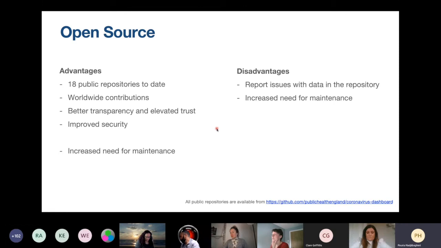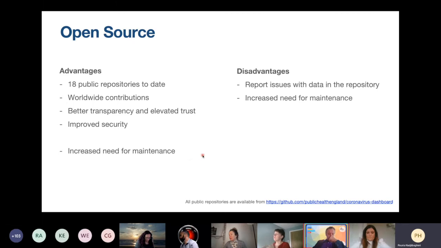Our service is also open source. So our entire code base is available publicly through 18 public repositories. We have worldwide contributions. It helps improve transparency and elevate trust, because people can see how we handle the data and publish them. It improves our security, because we do get security advisories. People can see them. If they notice a mistake, they can highlight that.